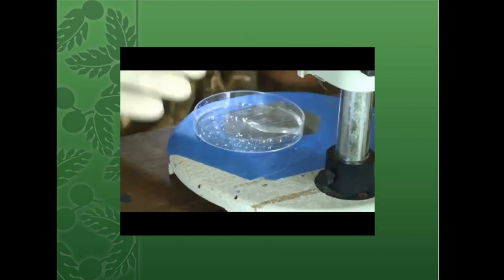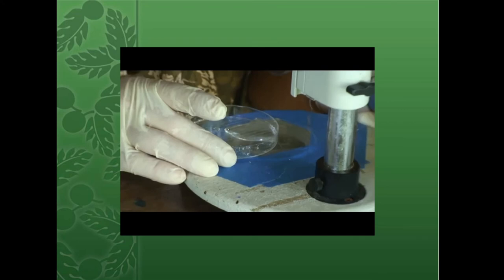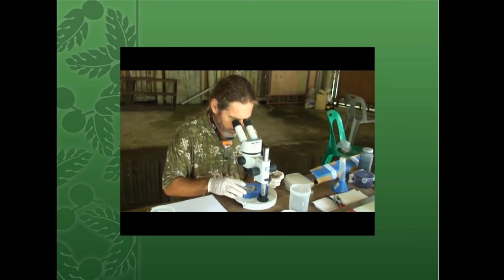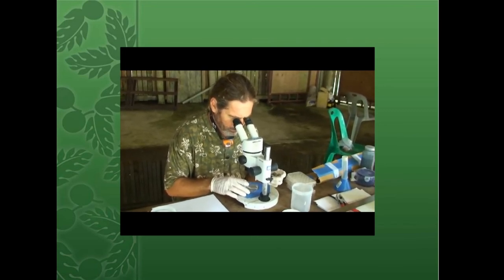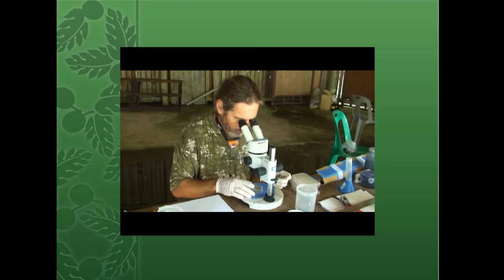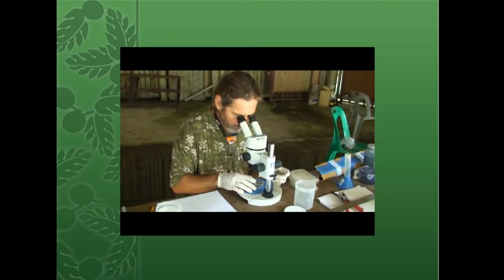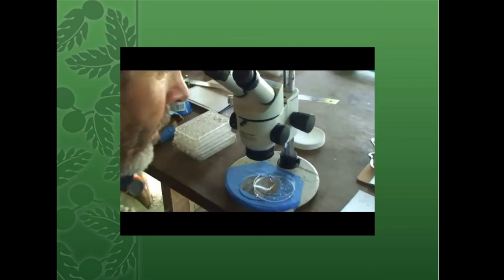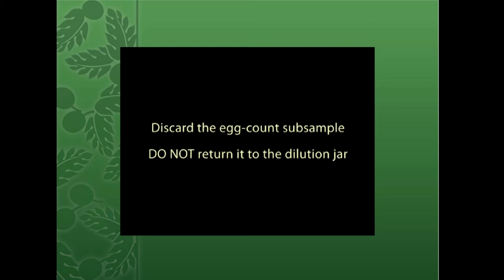We've already looked through once to decide what the egg size is, so now I'm just going to go ahead and start counting. Okay, we got 26. I'll record that. And finally, be sure you discard that egg count subsample. You don't want to return it to that big dilution jar, because that would change your dilution volume.